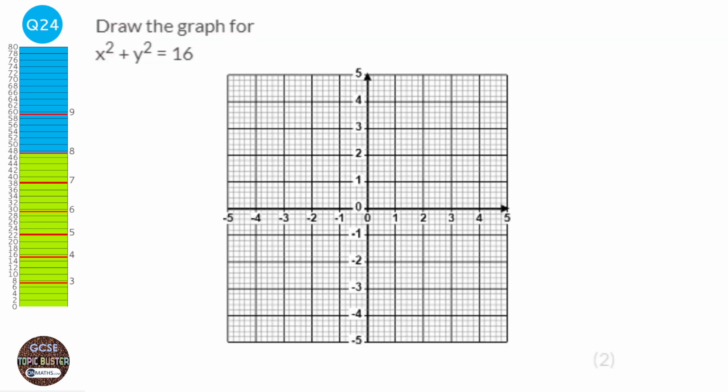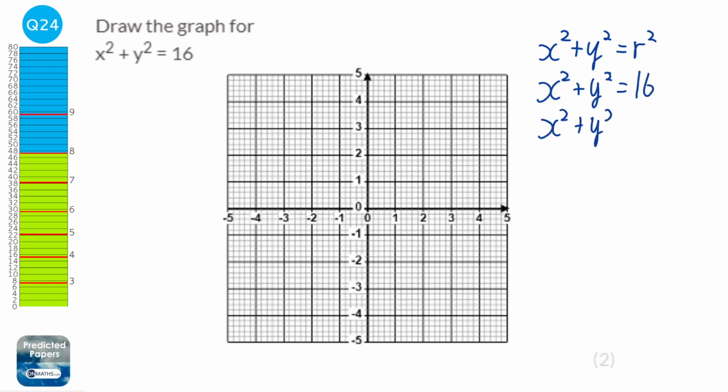This question relies on the fact that you know what the equation of a circle is. The equation of a circle is x squared plus y squared equals r squared, where r is the radius of the circle. So when I rewrite this with our 16 there, we can rewrite 16 as 4 squared. Comparing this equation to this equation, we can see that r is 4. Now this equation, x squared plus y squared equals r squared, gives a circle with the center at 0, 0, at the origin.